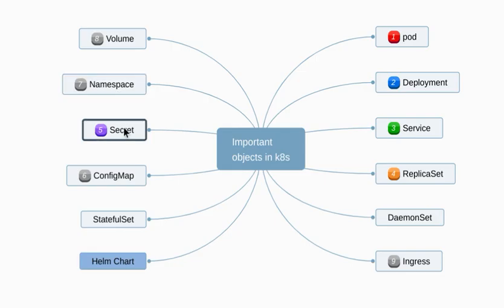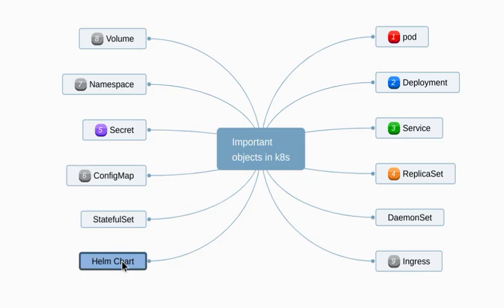Secret is just a place to store key value pairs, kind of username, password or something like that. Config map is also again key value pairs, let's say a database URL or some important service name. All such configuration values are stored in the config map.